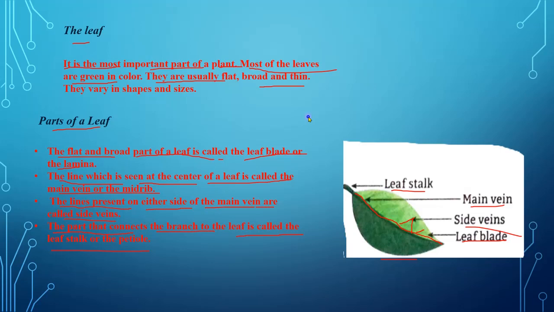So the plant will breathe out of the stomata. The tiny holes present on the underside of the leaf are called stomata. They help the plant to grow and to breathe.